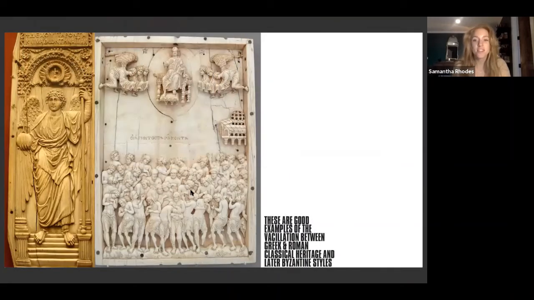So this is a good example of the vacillation between Greek and Roman classical heritage and later Byzantine styles. As you can see, the Byzantine style was not always just super flat, but there were artists that paid attention to more rounded figures and more details. Just know that these artists could produce what the ancients were producing. They just chose not to, because their particular goals with this art for the people meant something else. They weren't trying to picture themselves, right?